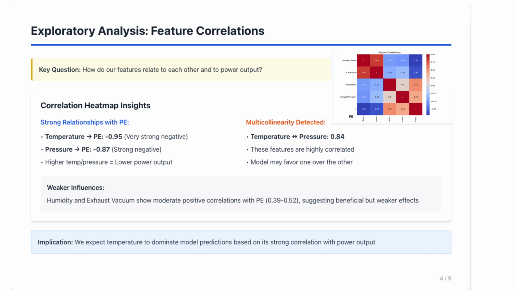In addition, you see multicollinearity as well between temperature and pressure. They are highly correlated at 0.84. What I mean by this is they tend to move together, which affects how models assign importance between them. The other 2 factors have minor effects, as you can see here. Okay, so these correlations set our expectation. Temperature should dominate our model prediction, which we will verify in our model training and analysis.